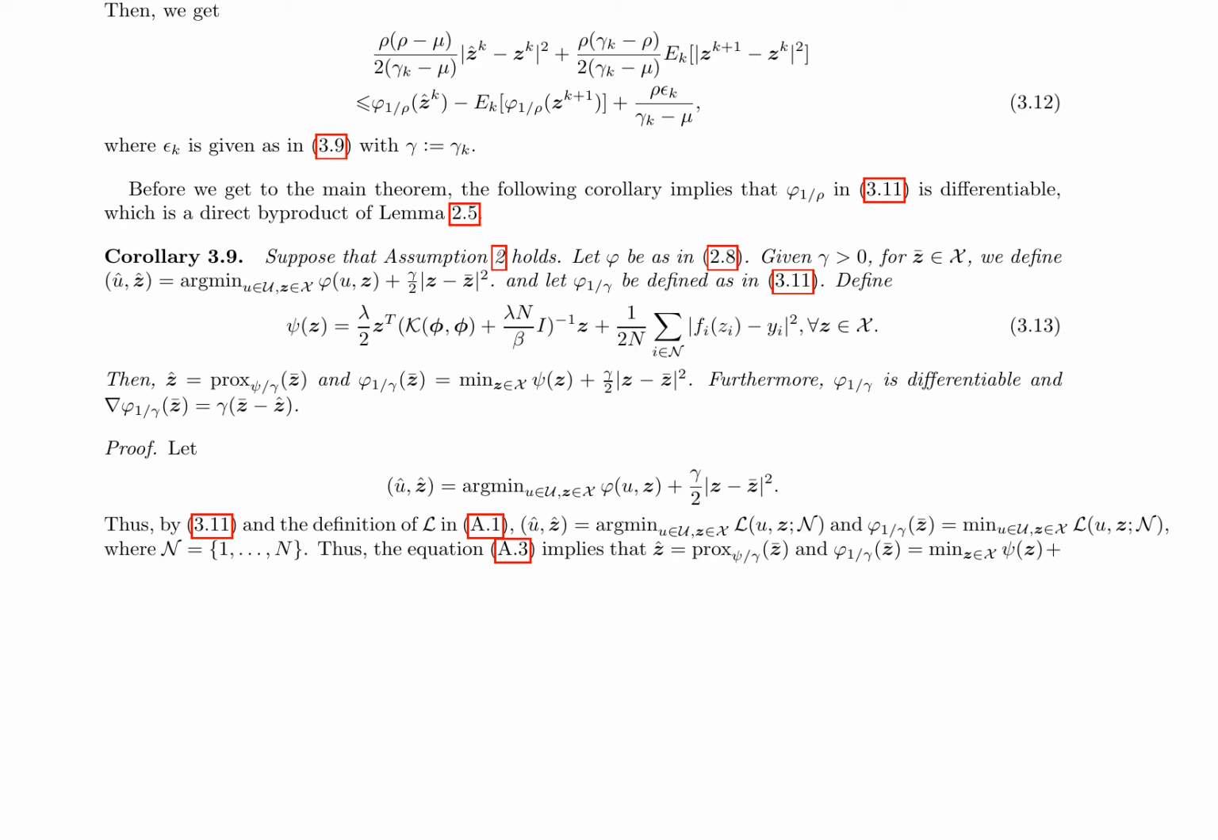Proposition 3.8 demonstrates the upper bound of the objective function's decrease, incorporating an error term dependent on the step size and the expectation of the next step's error.